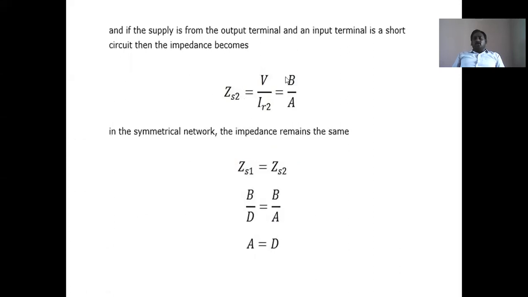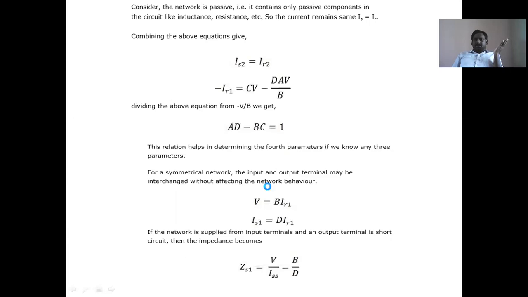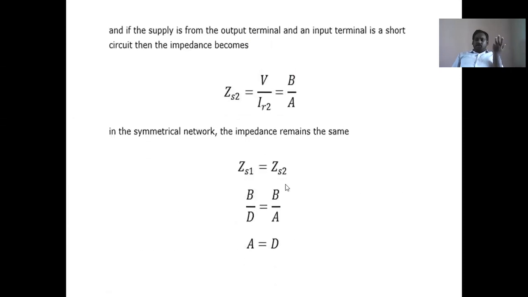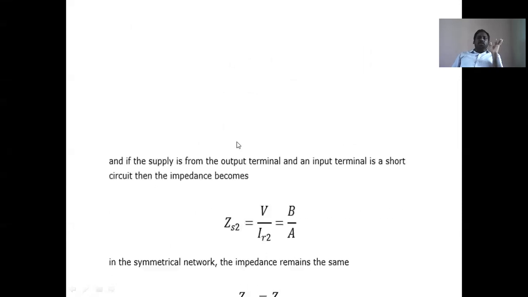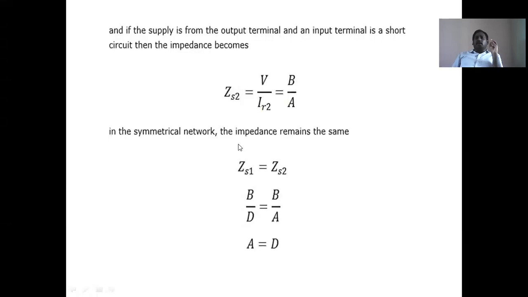ZS2 is equal to V by IR2, which is V by A, from the previous case. So then ZS1 is equal to ZS2. Then B by D is equal to B by A. Then B by B is equal to D by A, and B by B is equal to 1, so D by A is equal to 1. That means A is equal to D. These are the relations between the A, B, C, D parameters: A is equal to D as well as AD minus BC is equal to 1. These are the two relations between the ABCD parameters.